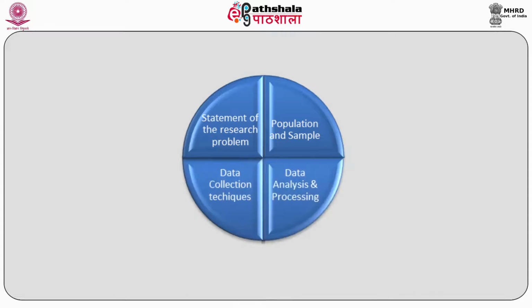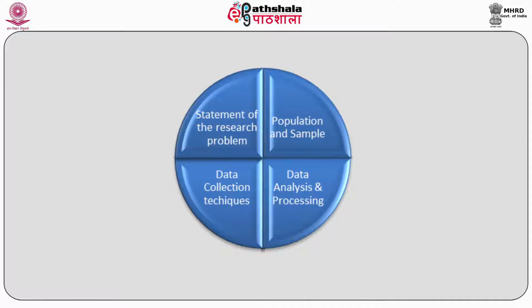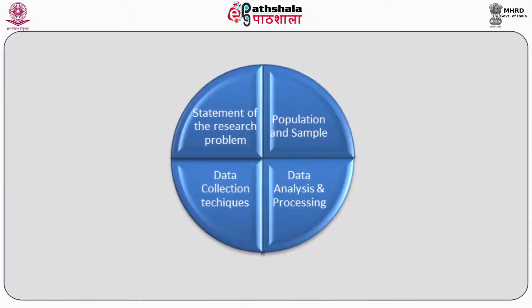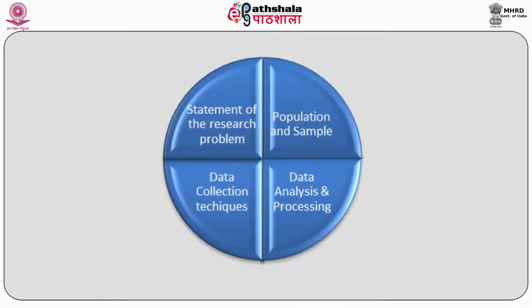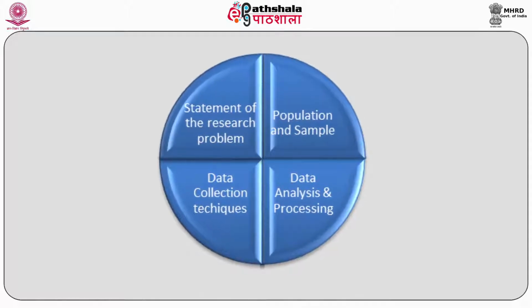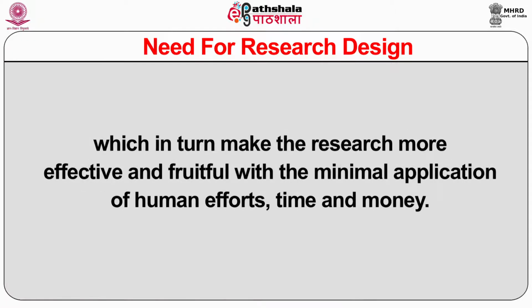Now, after understanding the key features of a research design and the different aspects, it can be summarized that a research design comprises a clear statement of the research problem, the population to be studied and drawing a sample out of it, the methods and techniques to be used for collecting the data, and methods to be used in processing and analyzing that collected data. Having a research design is always desirable because it helps in the smooth progress of all of the research activities, which in turn makes the research more effective and fruitful with the minimum application of human effort, time and money.